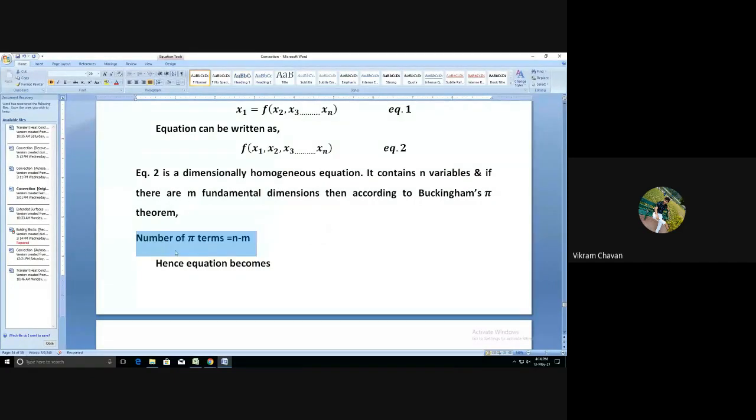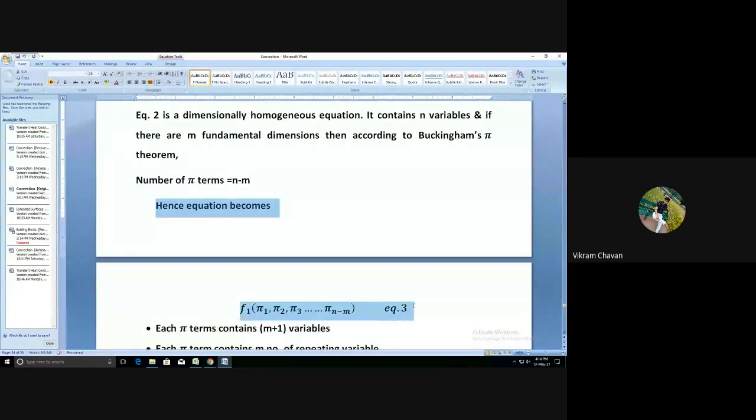Hence the equation becomes f1, once again a functional equation for the pi terms, as a function of pi 1, pi 2, pi 3 up to pi n minus m. That will be equation number 3.